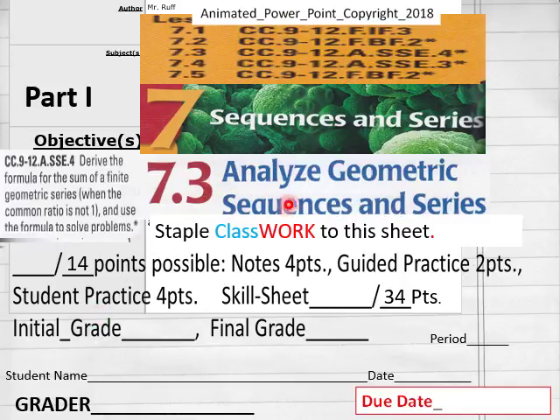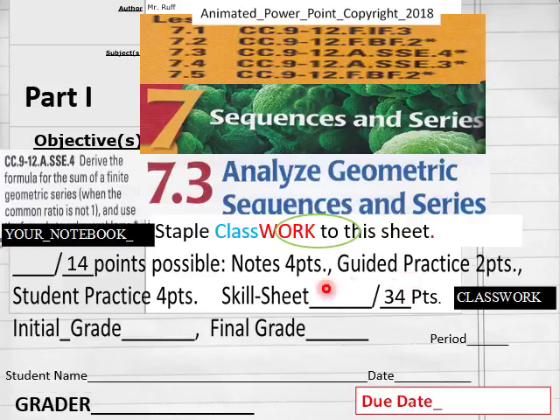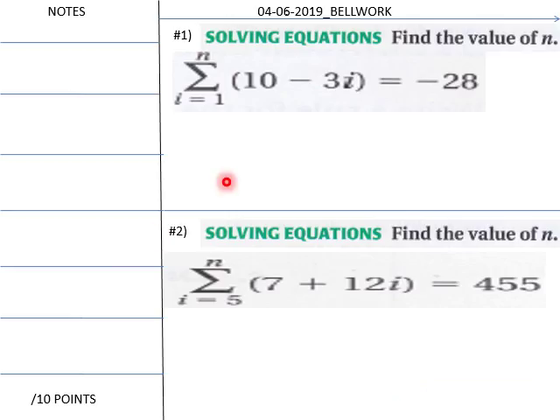7.3, analyze geometric sequences and series. We have a class worksheet of 34 points, and then we have a notebook sheet that's got 14 points worth of notes to take on it.